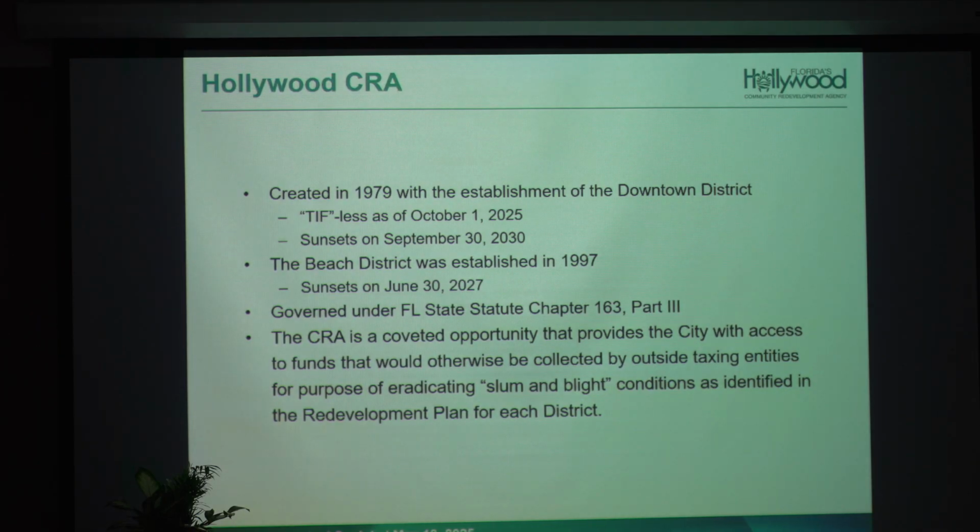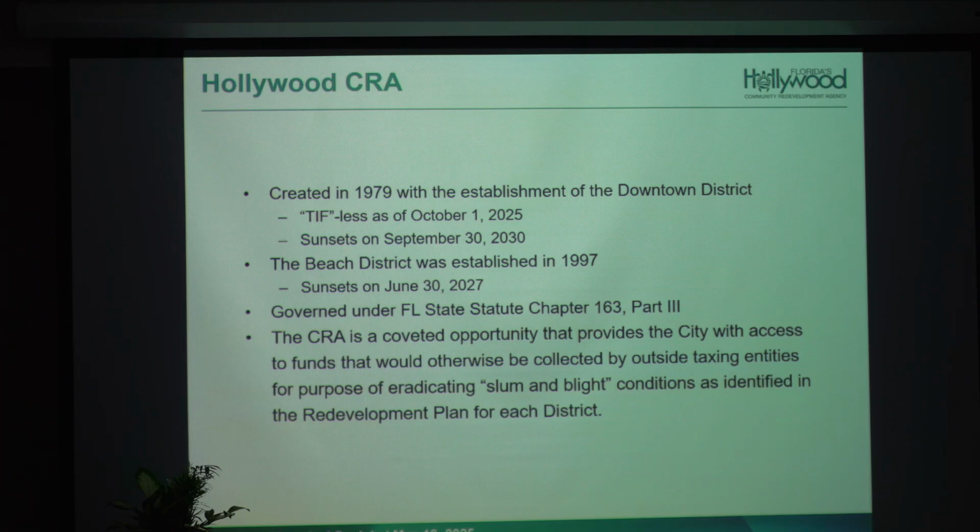So in Hollywood, we established the downtown district in 1979. As of October 1st this year, that district will be TIF-less. And as of September 30th, 2030, that's when the CRA, the downtown district, sunsets. The beach district was established in 1997, and it sunsets on June 30th, 2027. The way I always remember this is because you just basically invert the numbers, 79, 97, it's pretty easy to remember.